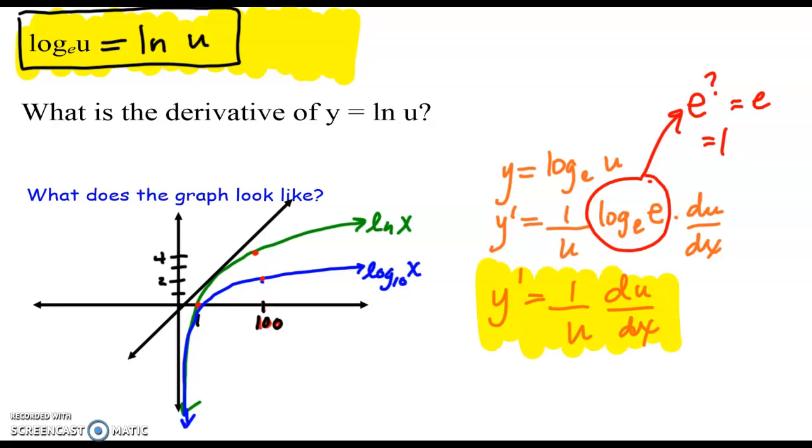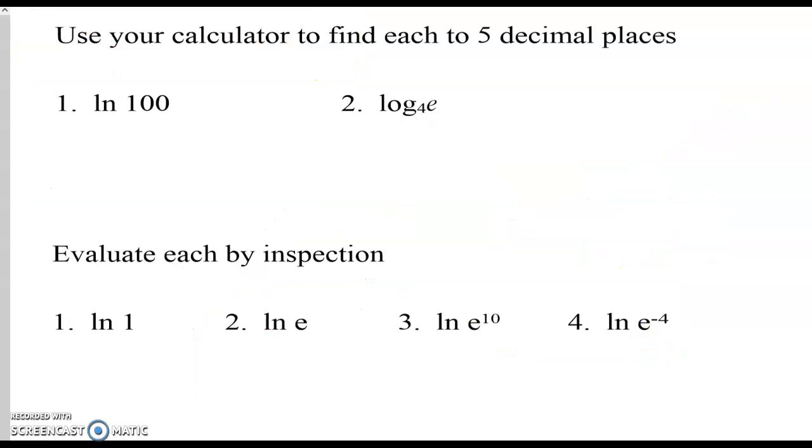So our derivative then is simply 1 over u times the derivative of whatever u is. Okay, we're going to do a couple examples using e and the natural log on your calculator, and then we'll get back to finding the derivative of the natural log. Turn the page. You can pause here and attempt to fill these questions in using your calculator and what you know about switching to exponential form of these natural logs.